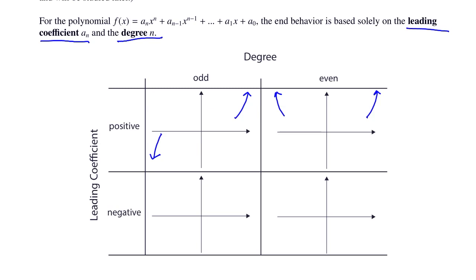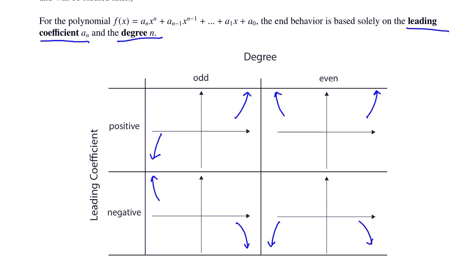If the leading coefficient is negative and the degree is odd, then on the left side, the end behavior is up, and on the right side, the end behavior is down. And finally, if the leading coefficient is negative and the degree is even, then it's down on the left and it is down on the right.